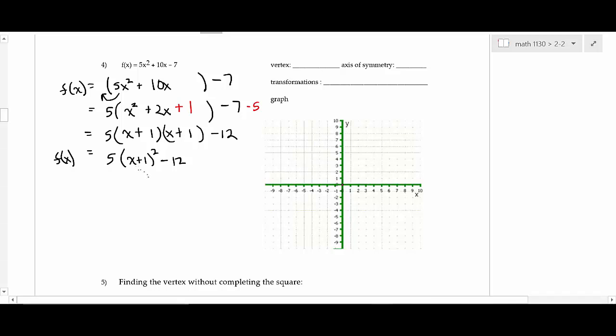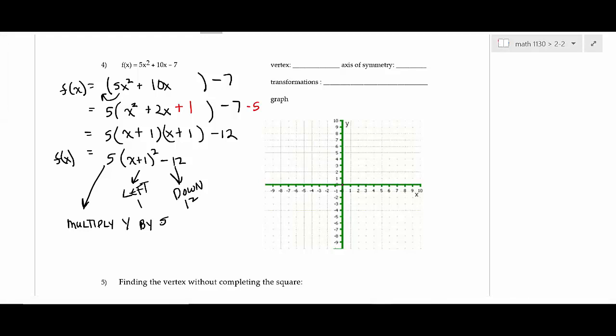Okay, what are your transformations? Left 1. Okay, then what? Down 12. What does that 5 do? Okay, think of it this way. There's 2 things. One thing that you want to do is, you don't have to write it this way, but it's really nice to write down that you're multiplying y by 5. When you do transformations, it's good to write it that way because it'll help you understand what's going on. So if you multiply your y values by 5, they get bigger. If the y values get bigger, you're stretching, right? That's the y part of that.